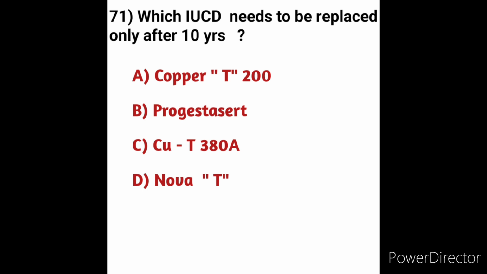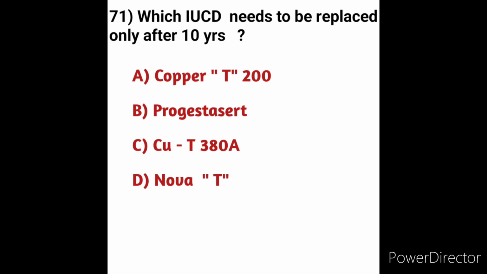Copper T200 is effective for 3 years. Progesterone is an intrauterine therapeutic system for long-term contraception, for a 1 year period. Next, option C, CuT 380A. It primarily works by disrupting sperm mobility and damaging sperm.